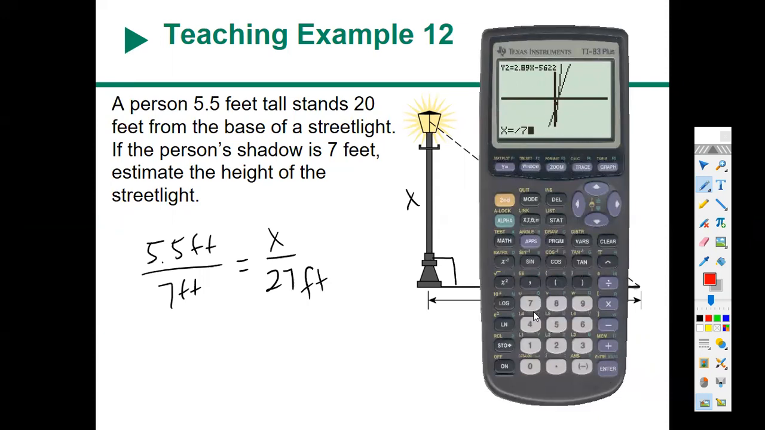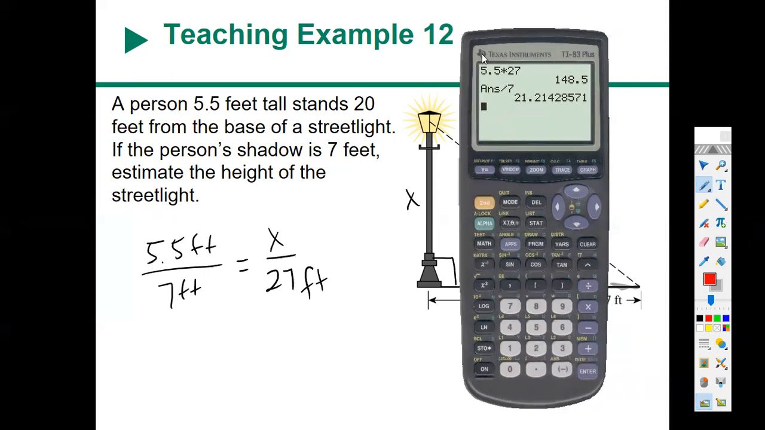And then we're going to divide by 7. 5.5 times 27 divided by 7. So approximately how tall is the lamppost? 21.2 feet. So now we know an approximate value of the lamppost.